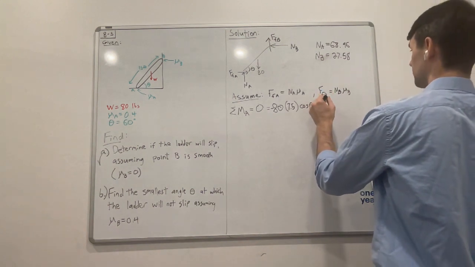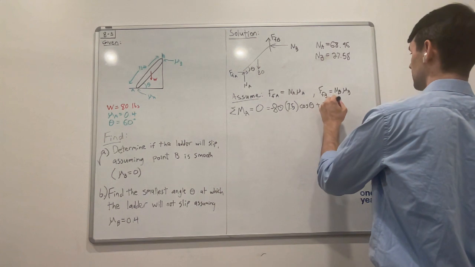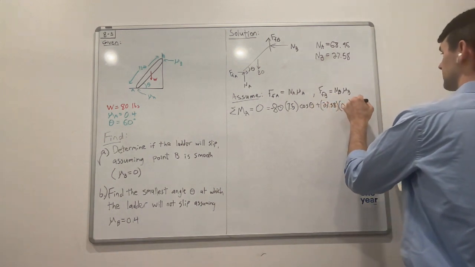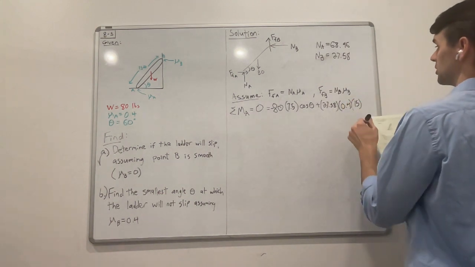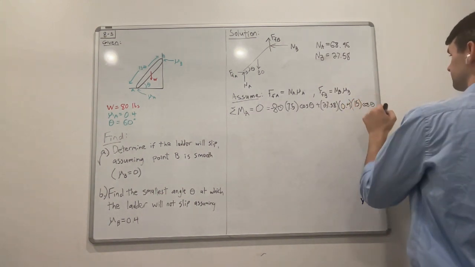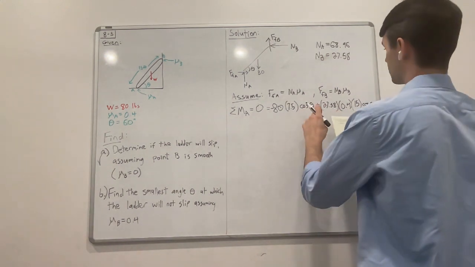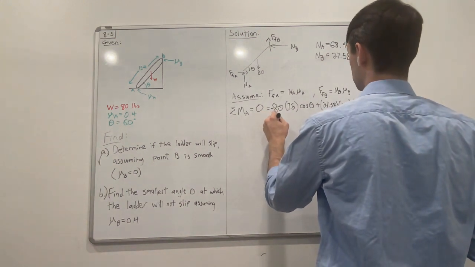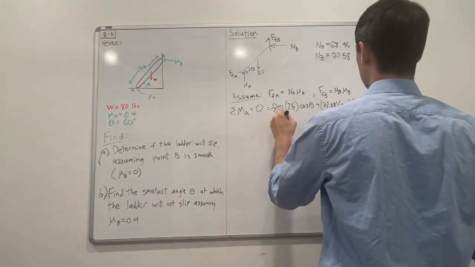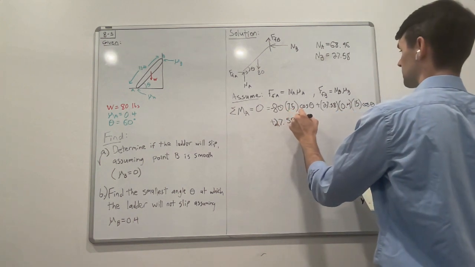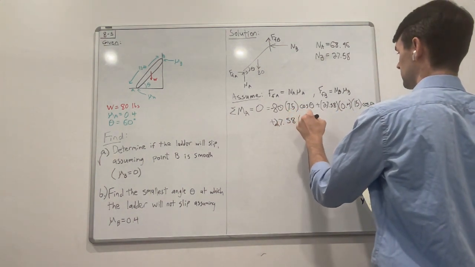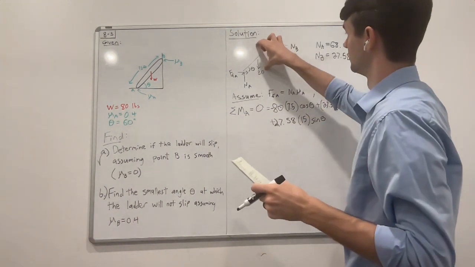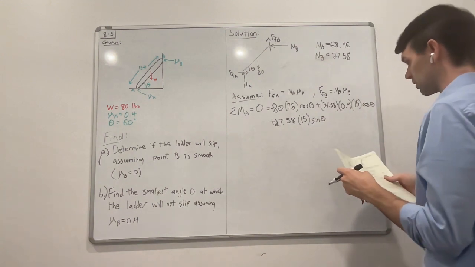So let's just go ahead and skip right to that. So friction force B is 27.58 times 0.4, and it is at a distance of 15 cosine theta. And then that's going to be positive. And then NB is going to cause also a positive moment. So it's going to be positive NB, which we know is 27.58. And that is going to be times 15 times sine of theta to get the vertical distance. So we have just those three terms.